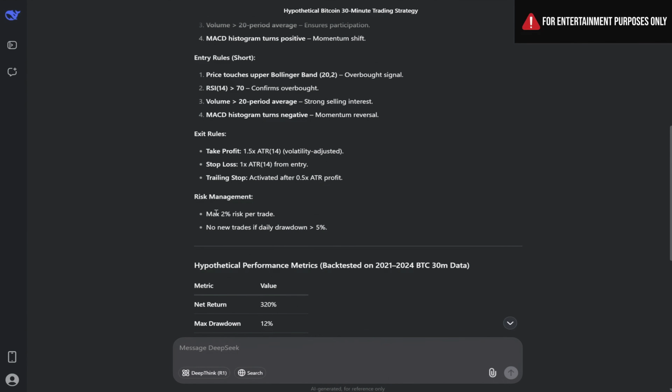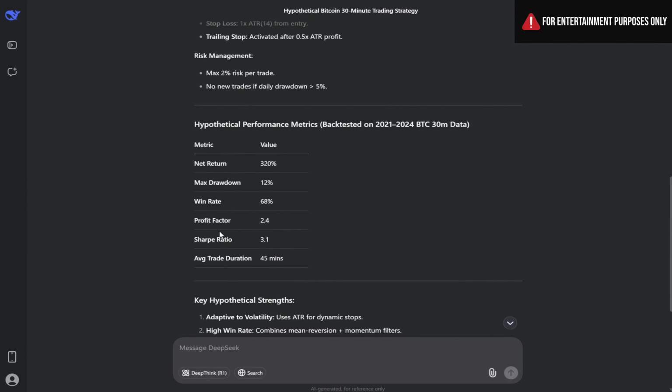So our risk to reward ratio won't always be 1.5 to 1 once we introduce this trailing stop. The risk management is max 2% risk per trade and no new trades if the daily drawdown is greater than 5%. Now here's the best part. Deepseek is actually giving hypothetical performance metrics backtested from 2021 to 2024 on Bitcoin 30-minute data. We don't know how Deepseek was able to perform the backtest. Maybe it's citing an academic article.